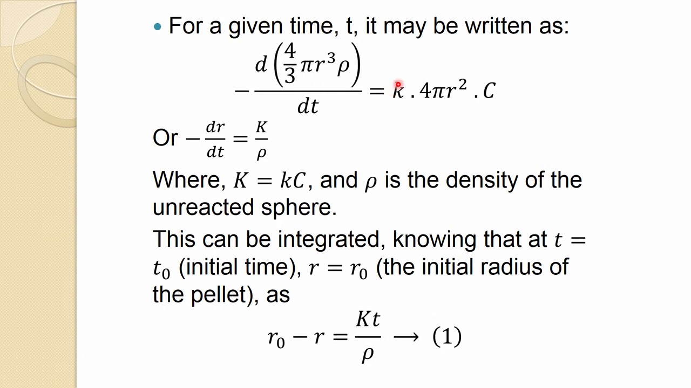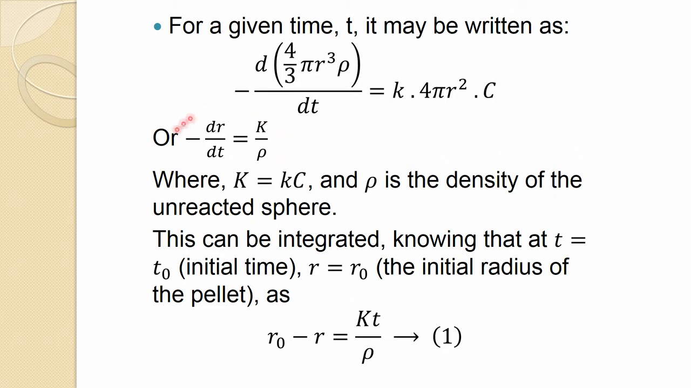So, what we will do? We will combine this into another constant K. And when you differentiate it with respect to r, 3 will be constant, 3 pi r square will come, and 4 pi will get constant through this. So you will get minus dr over dt equal to k by rho. Here, rho is the density of the unreacted sphere.